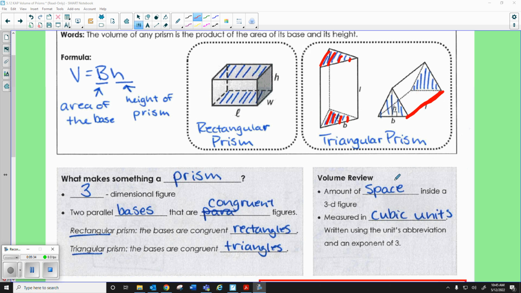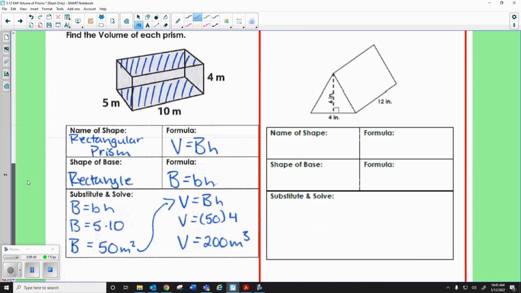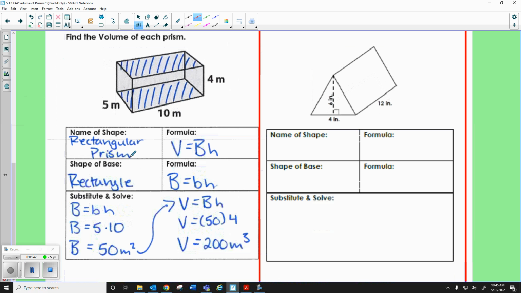Again, with volume, we're finding the space, and we use cubic units to measure that. For this first problem, the whole shape is a rectangular prism, and the formula to find the volume is big B times H. We want to break it down, focusing first on the area of the base. In a rectangular prism, it'll be the bottom and the top unless they otherwise specify.